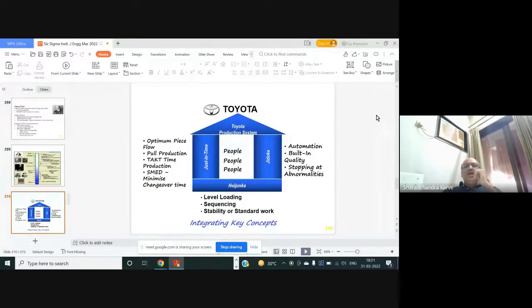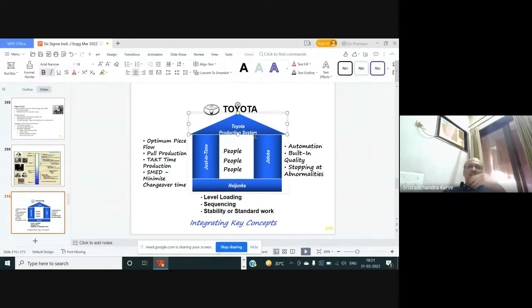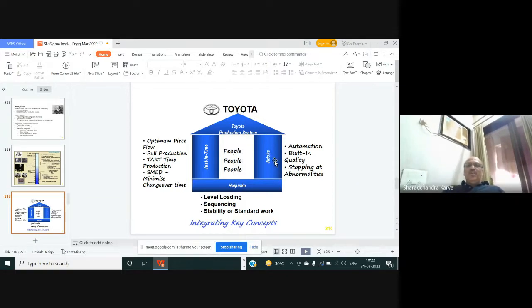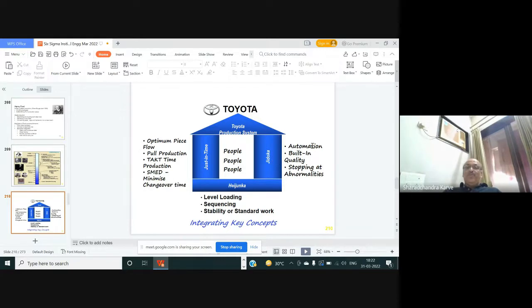Okay, so basically lean manufacturing is based on three pillars. That is very commonly used in the Toyota Production System. They call it TPS or manufacturing system also. So the three pillars are Jidoka, Heijunka, and just in time. So these are again Japanese words, and the meaning of those Japanese words is also written here.